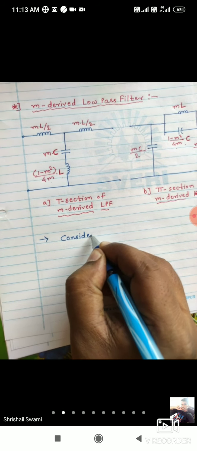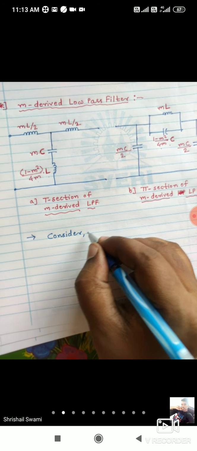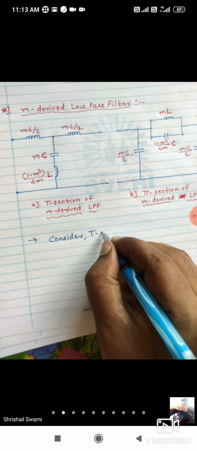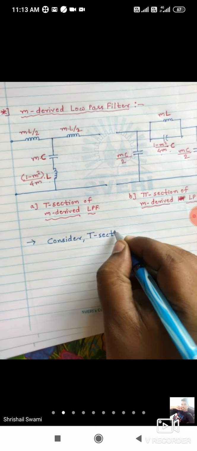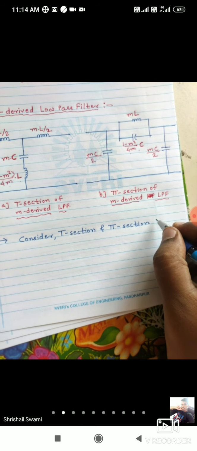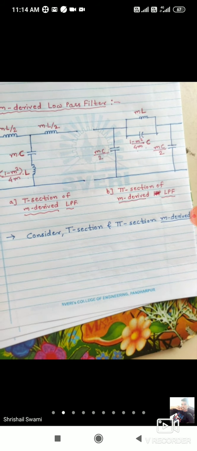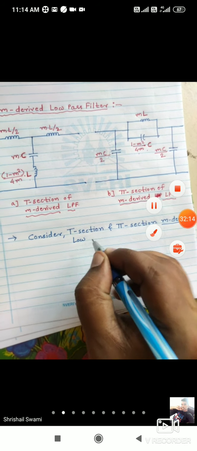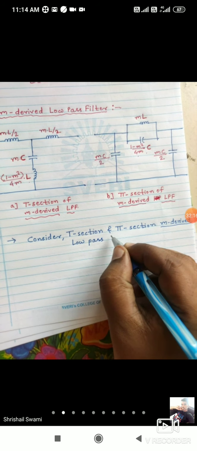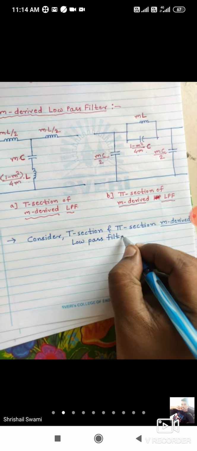Consider T section and pi section, m derived low pass filter.